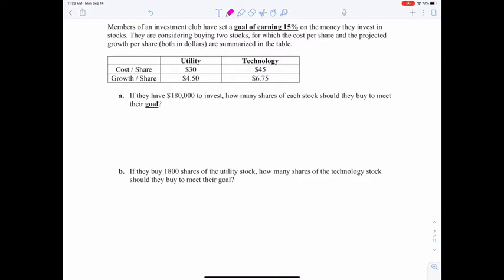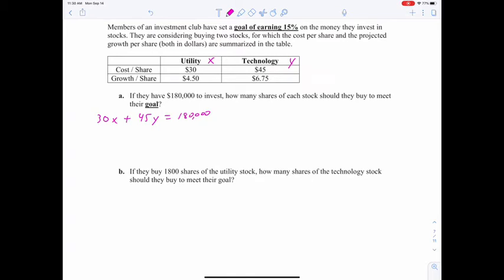All right. So what we're going to do is we're going to create 2 sets of equations and solve. So they have 180,000 to invest. So in other words, we don't know how many utility shares they have. So let's call that X. And we don't know how many technology shares. So let's call that Y. That's the number of shares of each. So we're going to use this data. We're going to say $30 per X per utility, right? Per means multiply. Plus $45 for each Y stock, technology stock, is going to equal the portfolio value of $180,000.